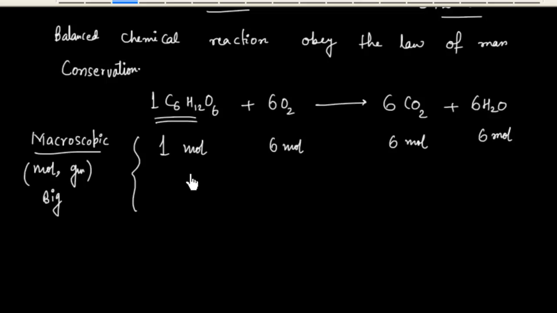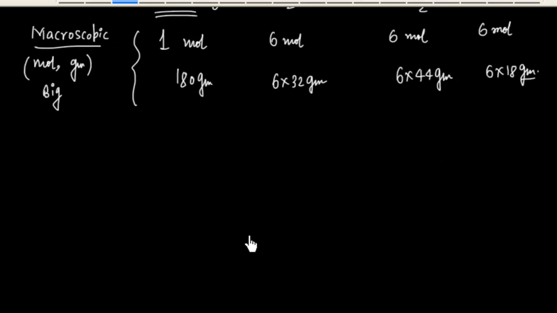So when I say 1 mole of glucose, the mass is 180 grams. So 180 grams of glucose reacts. At the same time 6 into 32 grams of oxygen reacts, and 6 into 44 grams of CO2 and 6 into 18 grams of H2O get formed. So these are the information contained in a balanced chemical equation.